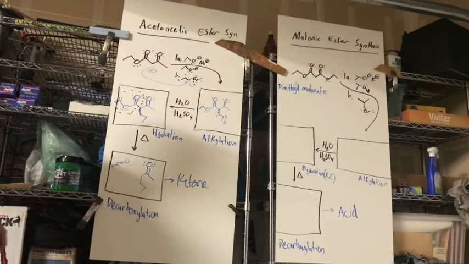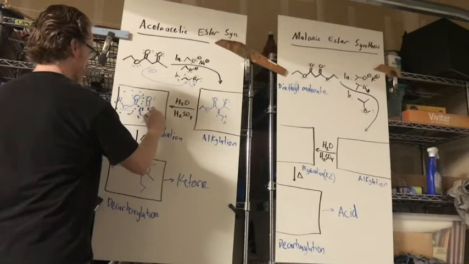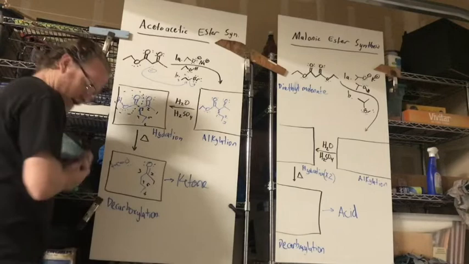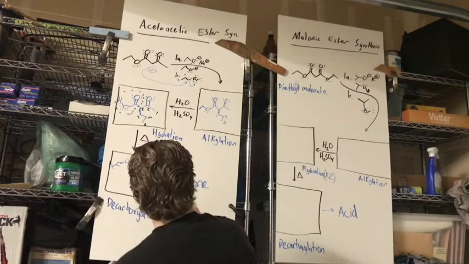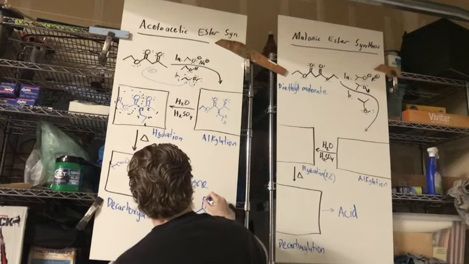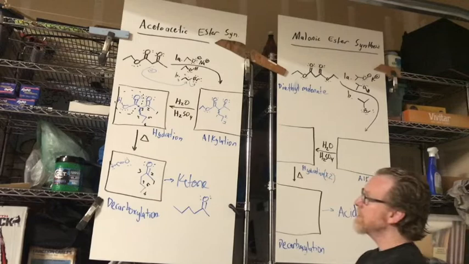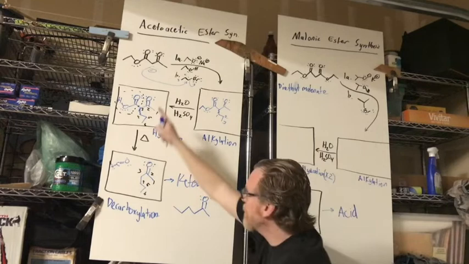1, 2, 3, 4, 5, 6. 1, 2, 3, 4, 5, 6. Or I could draw that ketone more like a... I could draw it out that way too, huh? 1, 2, 3, 4, 5, 6. There we go. So in the acetoacetic ester synthesis, which you don't need to know the name of, you start off with an ester and a ketone, and you wind up with just a ketone.